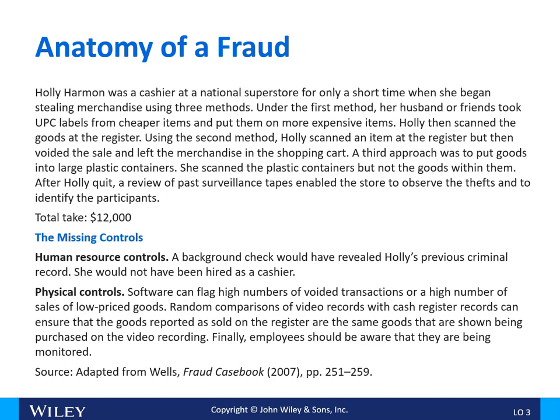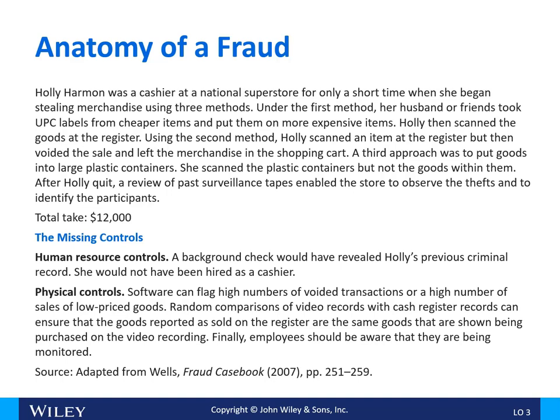Using the second method, Holly scanned an item at the register but then voided the sale but left the merchandise in the shopping cart or the bag. Third approach was to put goods into large plastic containers. She scanned the plastic containers but not the goods within them. So after she quit, a review of past surveillance tapes enabled the store to observe the thefts and identify the participants. They took $12,000 worth of goods. So a couple of controls were missing.